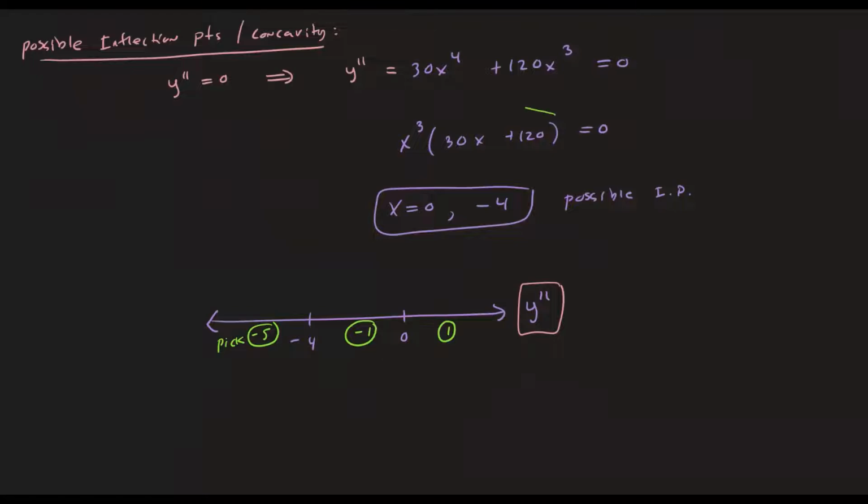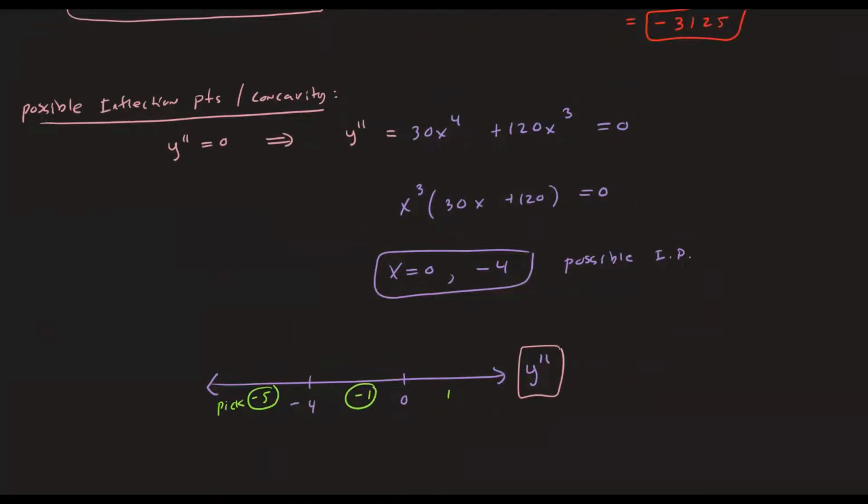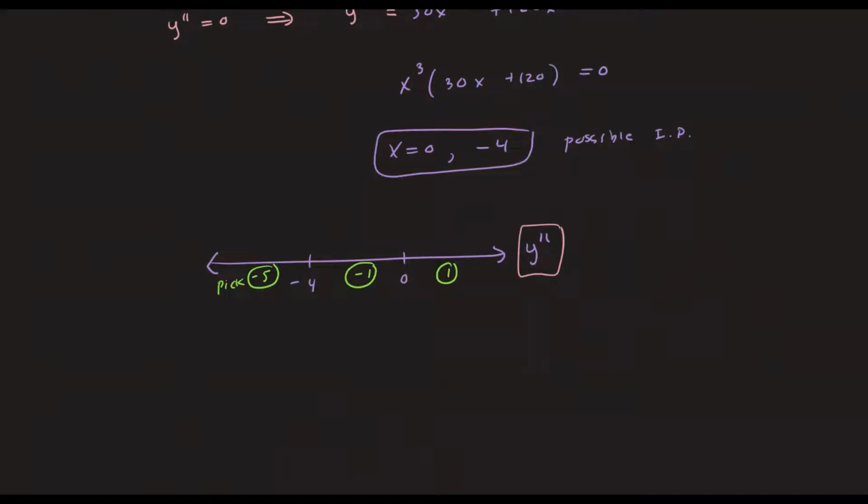So for testing, I will grab this one because it's factored. It's easier to determine the sign. So let's go ahead and do that. We want to find the second derivative at -5, the second derivative at -1, and the second derivative at 1.